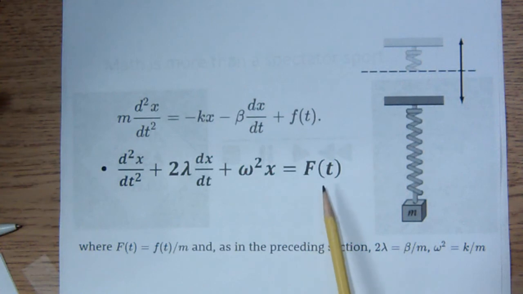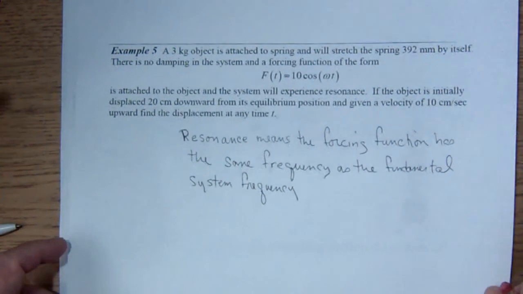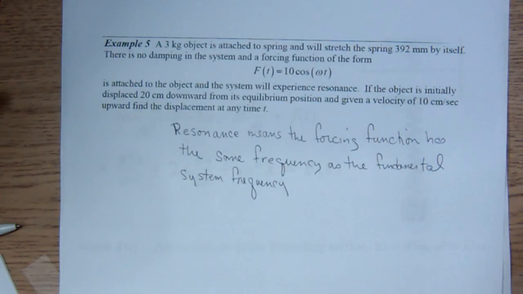Now all the students will recognize that we're talking about a non-homogeneous equation that we have to solve. So we're going to be solving for both the particular solution and the complementary solutions. Let's look at an example, and here is the example we're going to use.